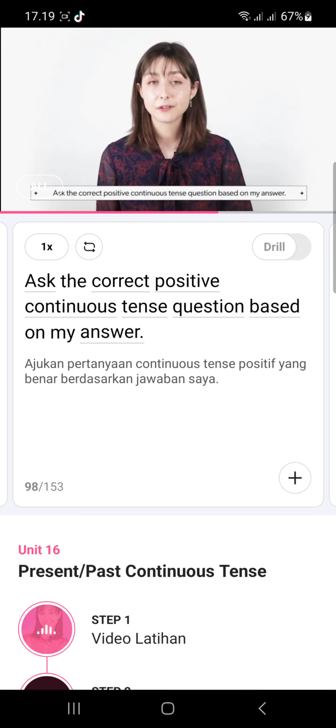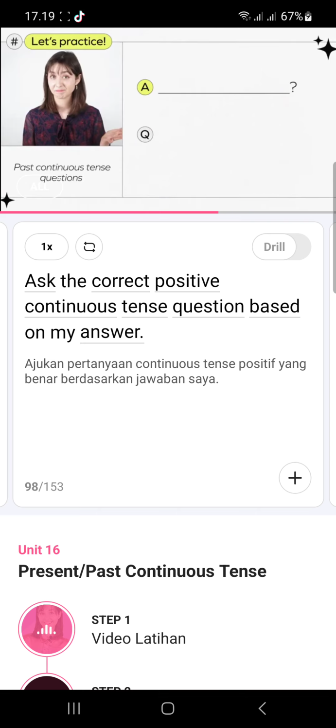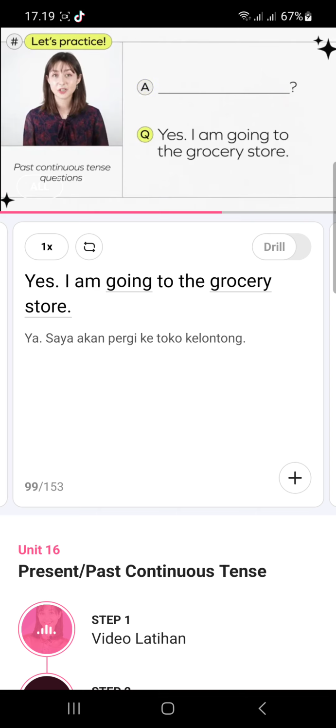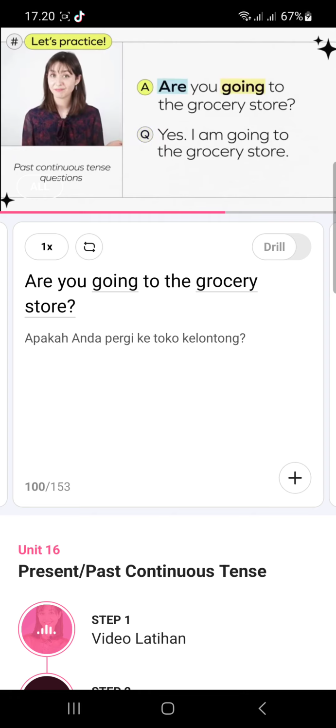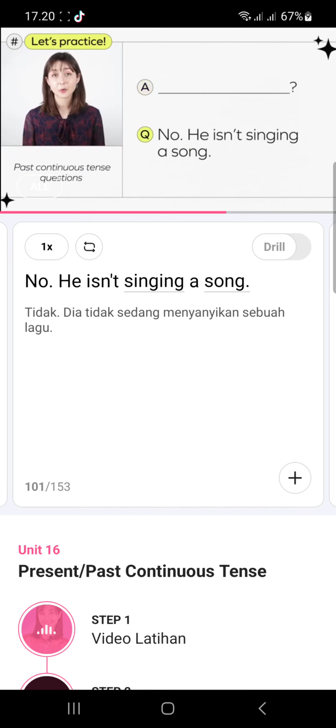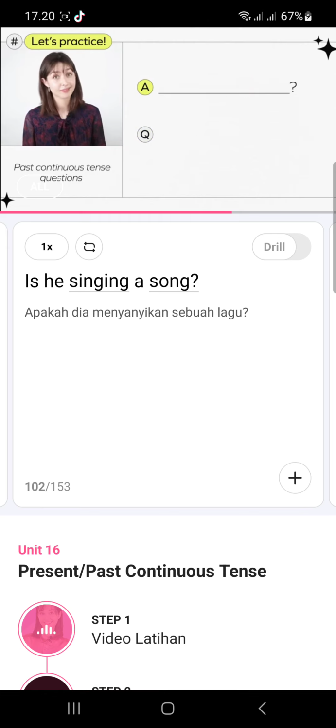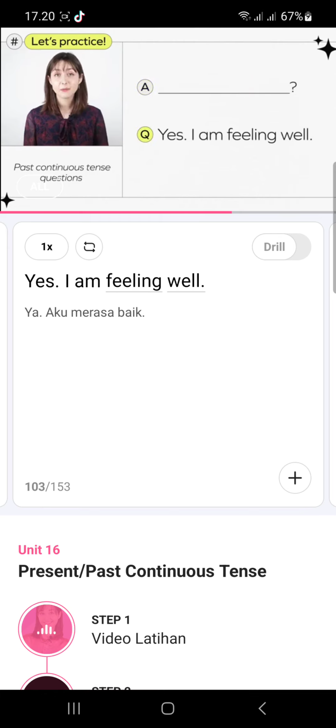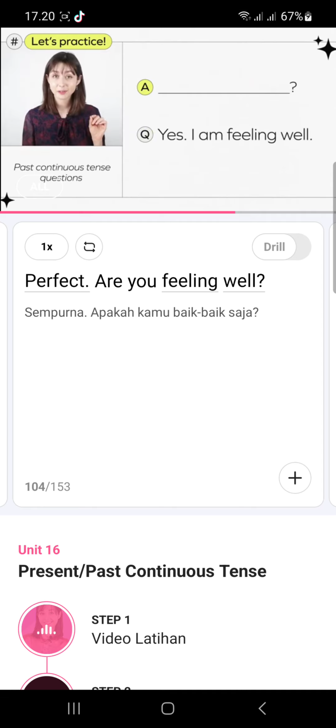Time to practice. Ask the correct positive continuous tense question based on my answer. Yes, I am going to the grocery store. Are you going to the grocery store? No, he isn't singing a song. Is he singing a song? Yes, I am feeling well. Perfect. Are you feeling well?